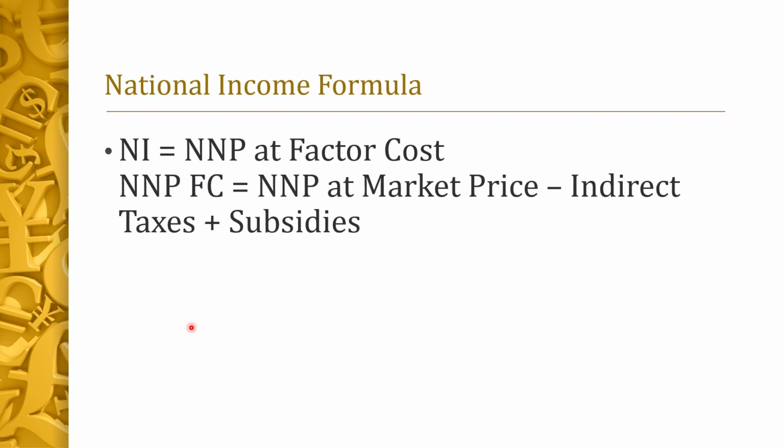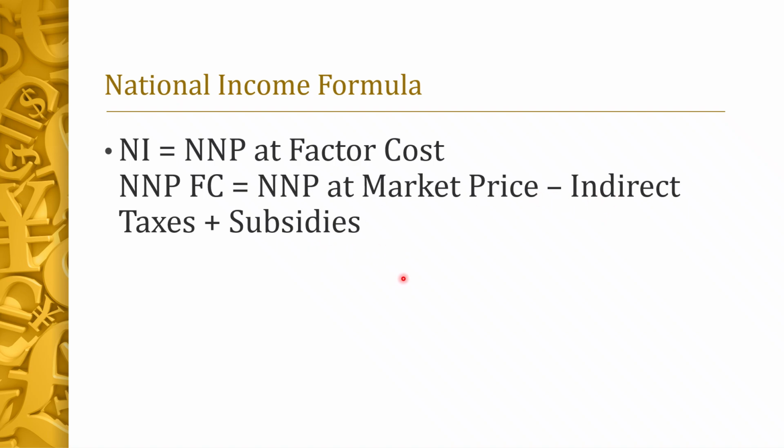Now let's understand one of the most important numerical parts of national income accounting, the national income formula. National income equals NNP at factor cost. This means the real income earned by the factors of production, right? What are the factors of production? Land, labor, capital, entrepreneurship, after adjusting for taxes and subsidies.